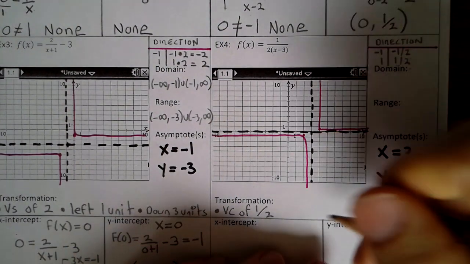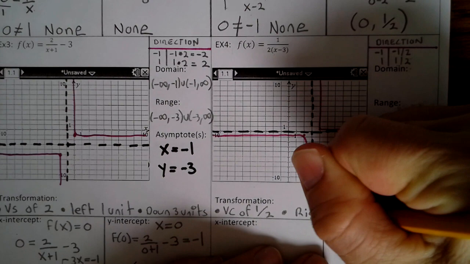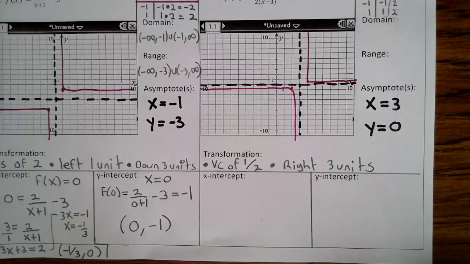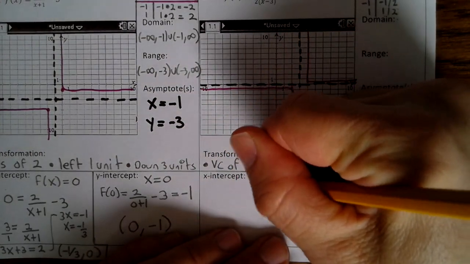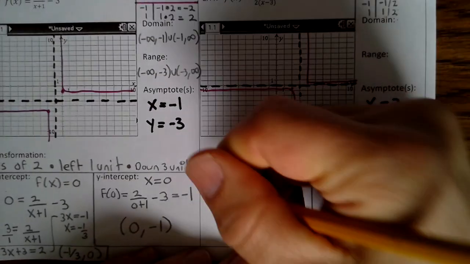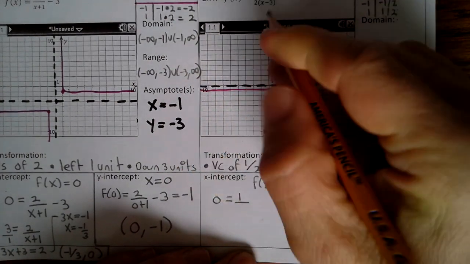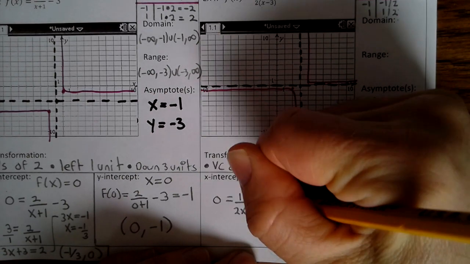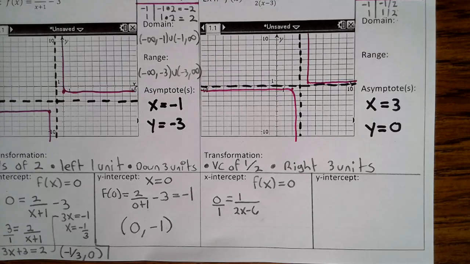All right, if it's an x-intercept, f of x equals 0. So you have 0 equals 1. I'm going to go and distribute. That's 2x minus 6. Put that divided by 1. Cross multiply. 0 times 2x minus 6 is 0. 1 times 1 is 1. They don't equal. So there are no x-intercepts.